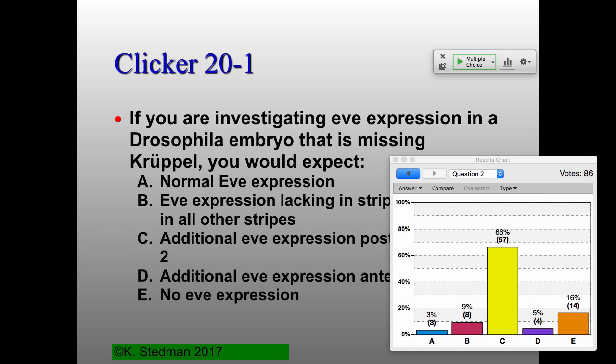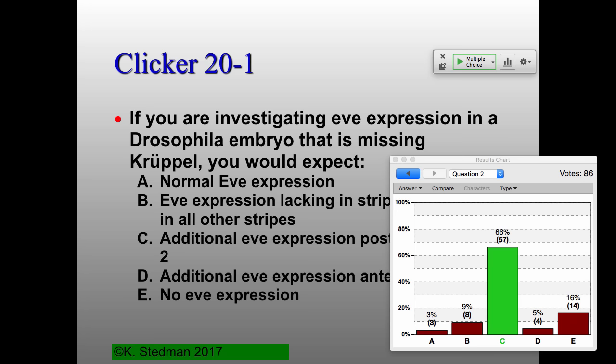What about the other stripes? Most of those are going to have nothing to do with cripple whatsoever. So the correct answer is C. Is there any way that B would be the correct answer? So completely lacking in that stripe, again, that's going to depend on exactly what the other regulators are that are being used. And since anterior to that, you probably have activation by bicoid and hunchback, it's unlikely.